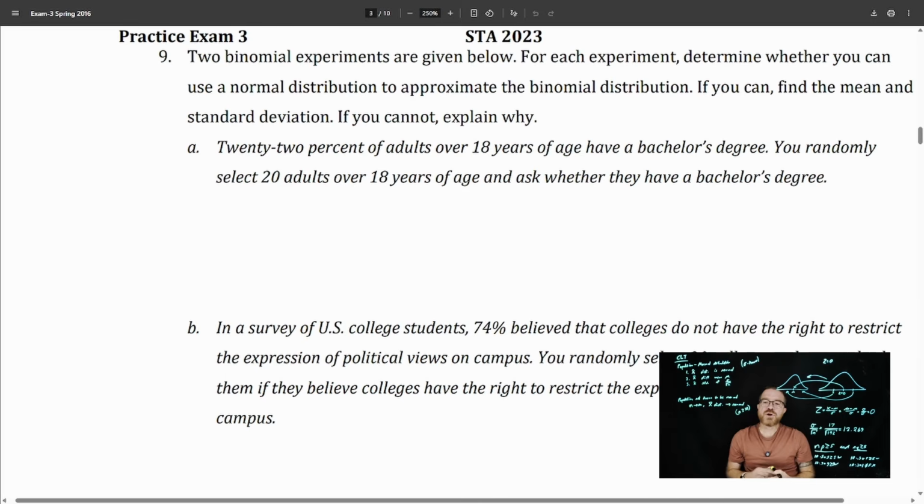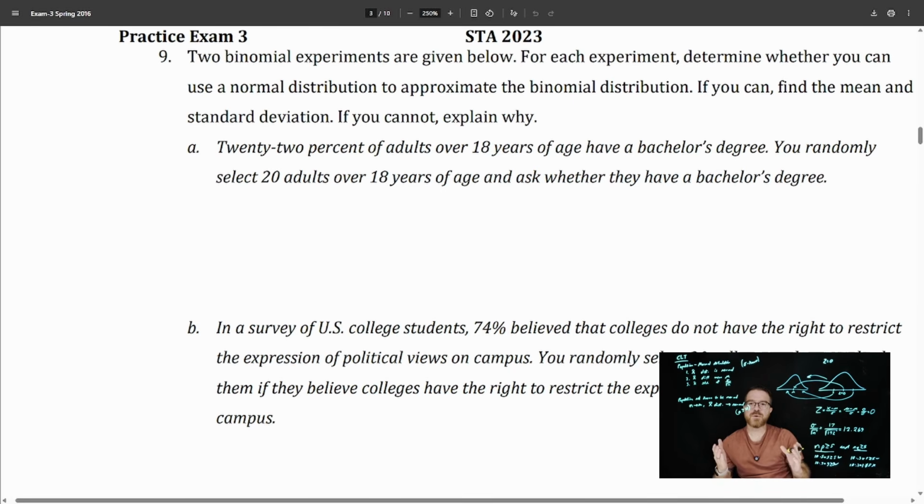Problem 9 says, 2 binomial experiments are given below. For each experiment, determine whether you can use a normal distribution to approximate the binomial distribution. If you can, find the mean and standard deviation. If you cannot, explain why. So for part A, we have 22% of adults over 18 years of age have a bachelor's degree. You randomly select 20 adults over 18 years of age and ask whether they have a bachelor's degree.